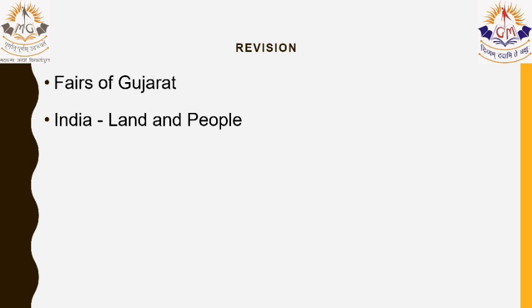Then we learnt about India, land and people. We started with learning about the primitive men that came into existence simultaneously in India and Eastern South Africa after the evolution of human beings. Primitive men lived for quite a long time in their respective areas, but due to circumstances, they started migrating to different parts of the world.